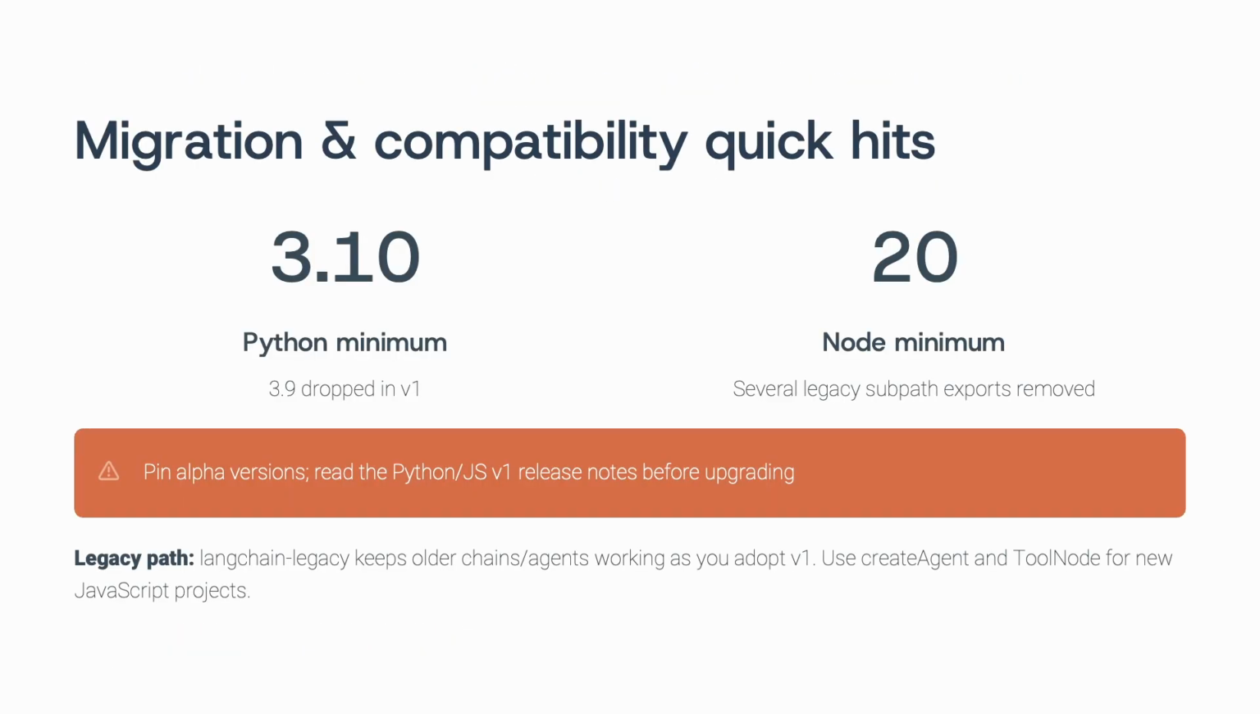So for those that are moving to 1.0 alpha, heads up, Python minimum bumped up from 3.9 to 3.10. So you're going to have to run that. And for us, I think I might actually have to update my Node.js. I'll have to take a look at it, but 20 is the minimum.